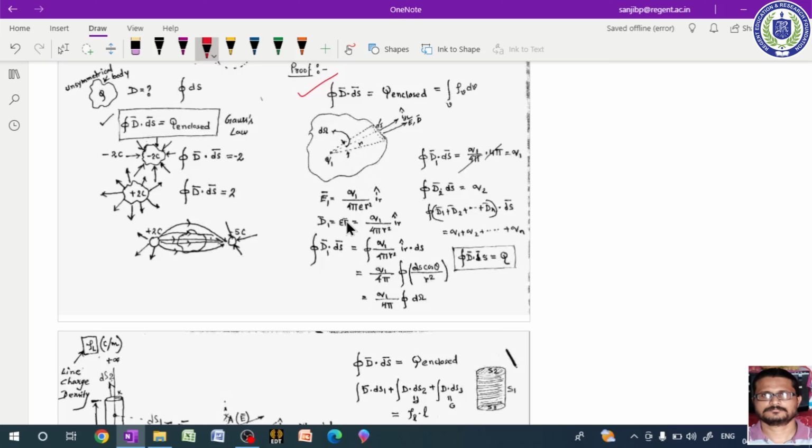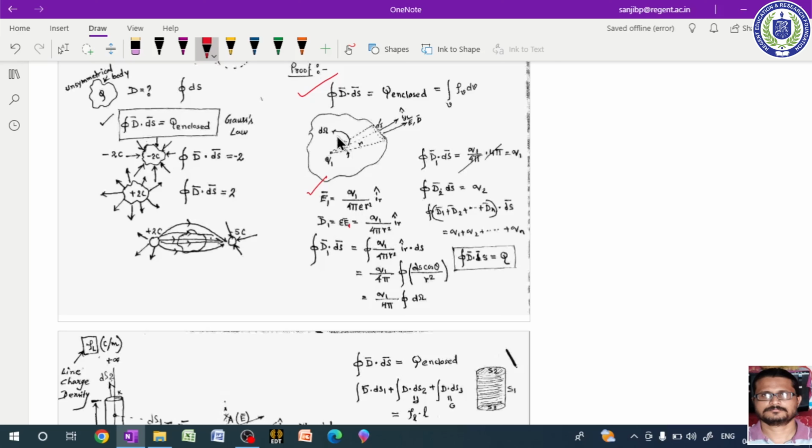Now, we know the formula of electric field intensity of a particular charge Q1. It will be written as E1 equals Q1 by 4 pi epsilon r square i_r, and it is the expression of E. And from here, D1 you can write as epsilon E. So just put the value of E1, you will get the value of D1. So these are the expressions.